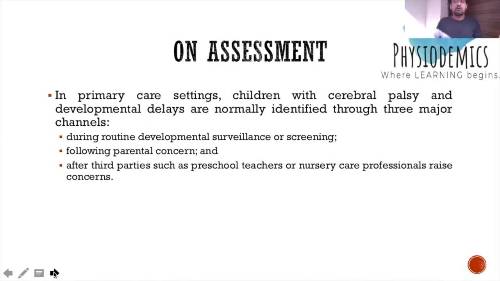Now when we move forward to assessment, how are we going to identify children with developmental delay or cerebral palsy? In a primary care setting, the child will come to the developmental clinic or a high risk clinic, and the pediatrician is going to evaluate and observe the developmental sequence, or do the developmental screening. Secondly, parents will come with the concern that my child is not able to cope up with the developmental pattern, like my child is not walking though he is 1.5 or 2 years of age. Or the teachers are reporting that your child is not able to.